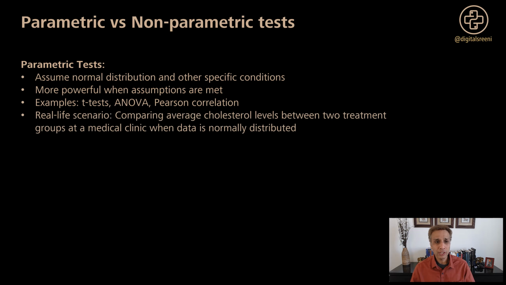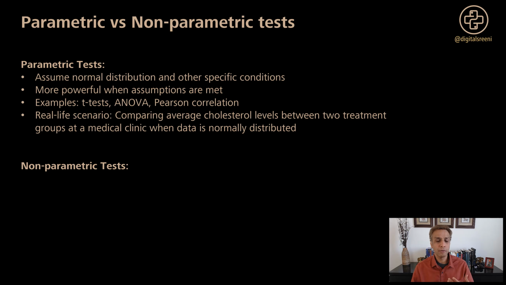And when would you use that? Well, let's say you're comparing average cholesterol levels between 2 treatment groups at a medical clinic, and the data is normally distributed, you perform a t-test to see whether the effect on cholesterol levels between these two groups is statistically significant or not. So that's a good example. Again, we'll go through certain examples. In this tutorial, we are going to use a similar data set. I'll get to that in a minute.